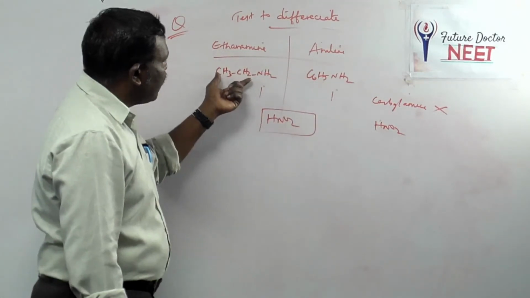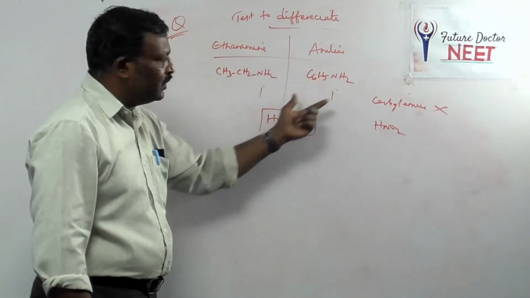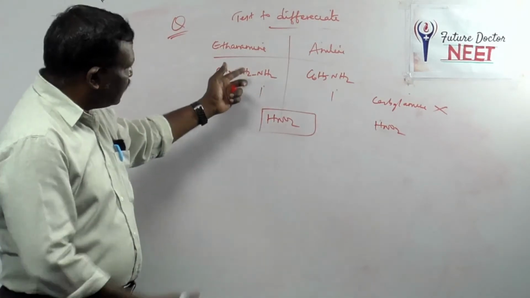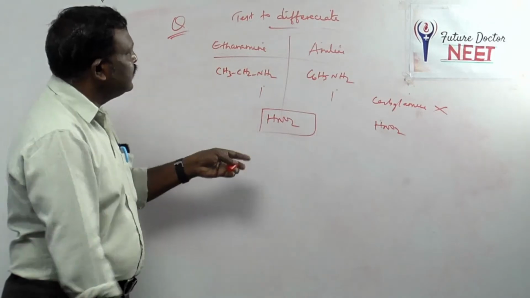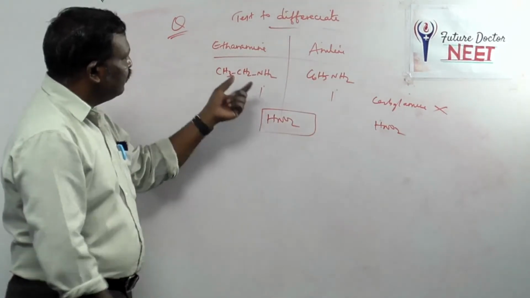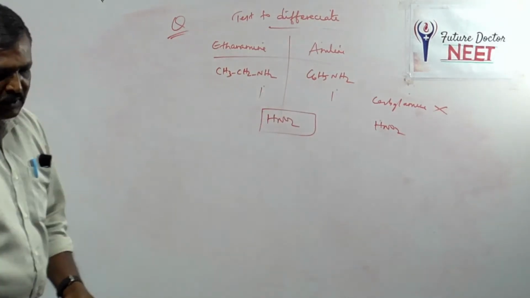It forms an unstable diazonium salt. It forms a stable diazonium salt. I told you, okay, that's all. This type only they will ask questions. They will give 2 compounds. What's the test to differentiate the 2 compounds? First of all, you should know whether it is primary, secondary or tertiary. Understood? Are you following?